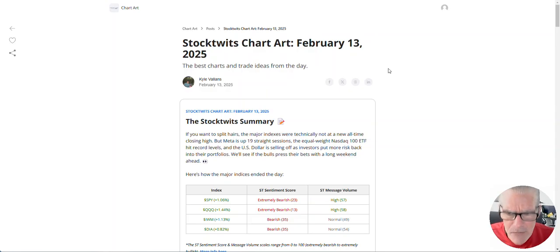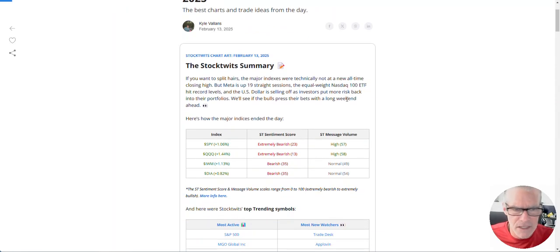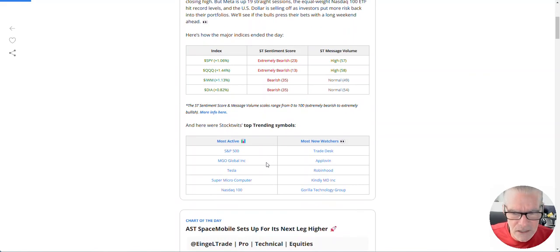And if you get on their mailing list, every night you will get their chart art email. I do recommend this. Now, you have to be quite selective with all of this stuff. They'll give you some market information here. I don't really pay much attention to that. Trending signals, don't pay much attention to that.